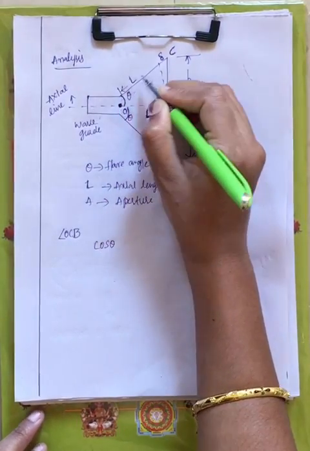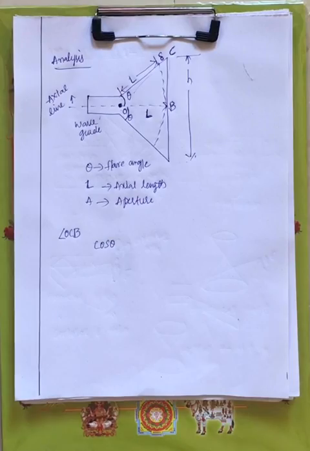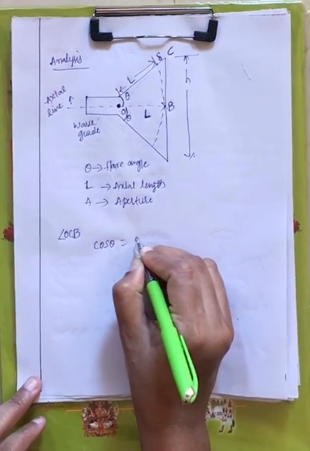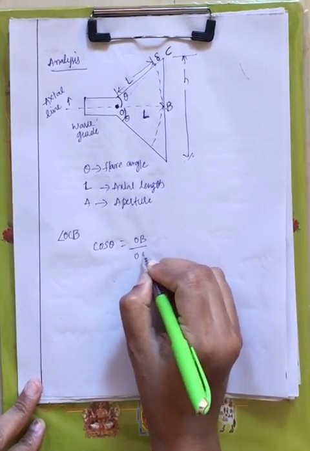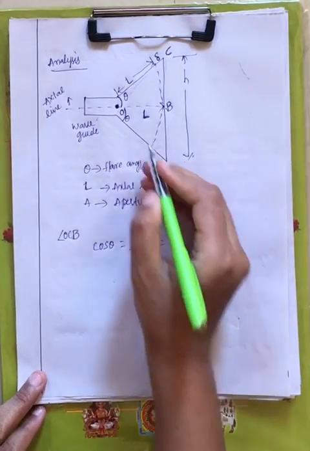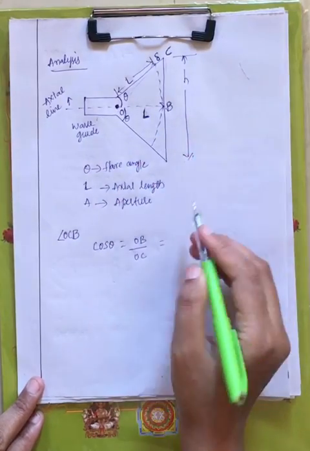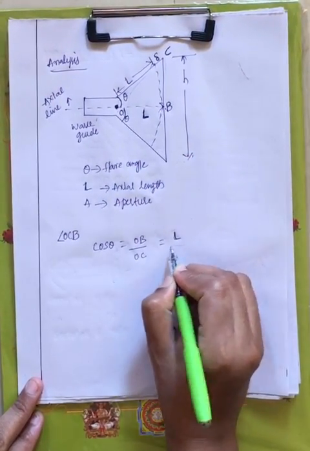Starting from here to here, it is L, right? Now what is cos theta? Cos theta is nothing but OB by OC. Now what is OB? From O to B, it is nothing but the axial length, now denoted by L.